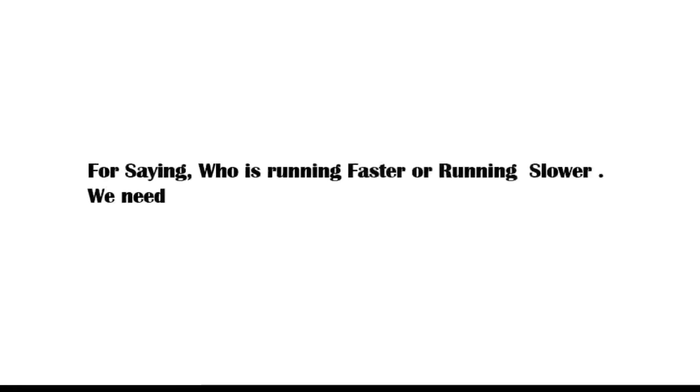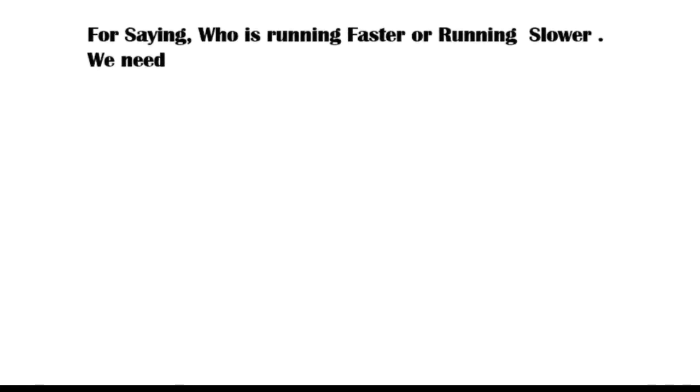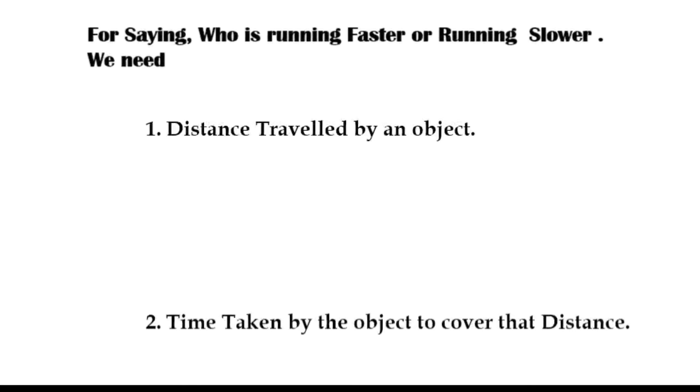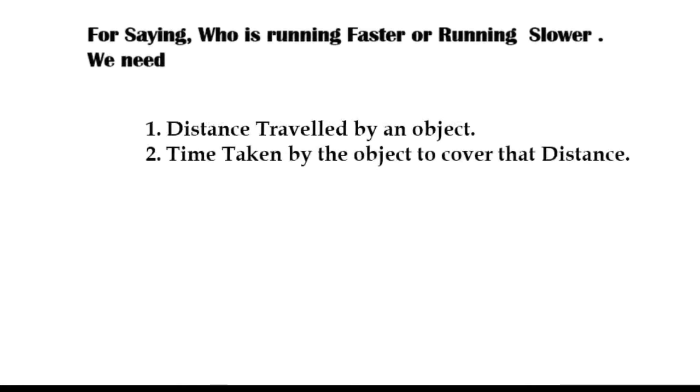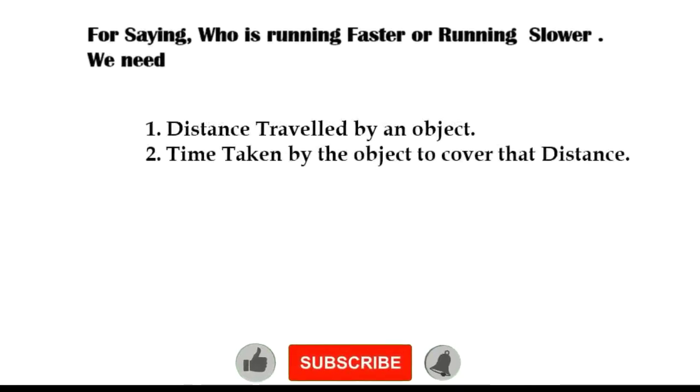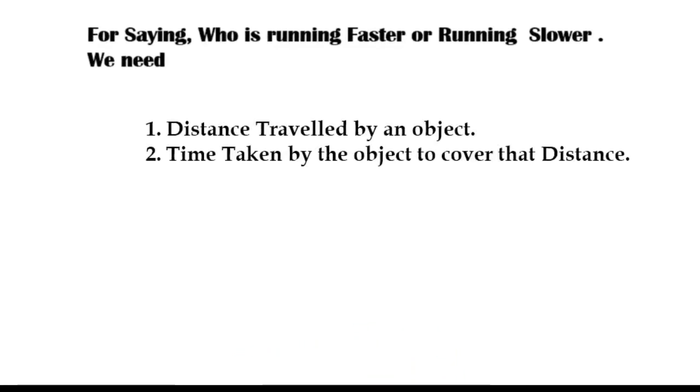So to discuss which car is running faster and which is running slower, we need two terms. The first is the distance traveled by an object. The second is the time taken by the object to cover that distance. If you know these two things, then you can easily give the answer about the faster and the slower.